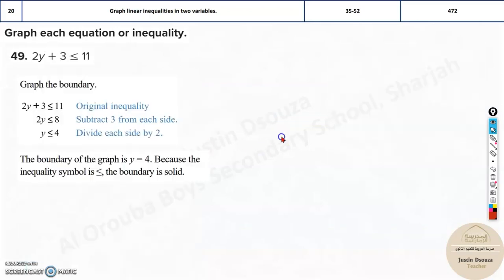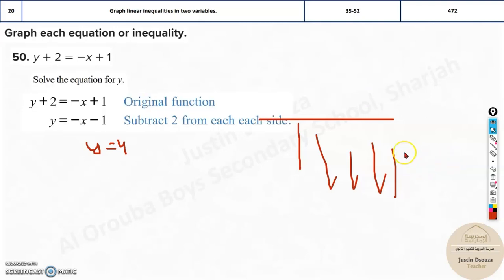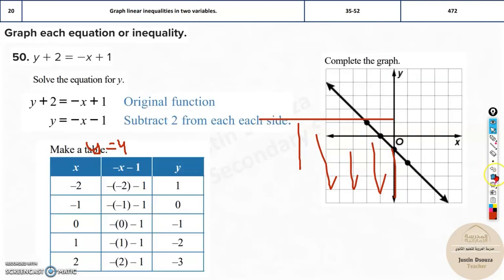Last 3 more to go. Now over here, when you simplify, see over here, there is no x term. When you simplify this, what is happening? y is less than or equal to 4. So draw a graph at y equals 4. Draw this graph, and then less than or equal to means all the lines downwards are the shaded region. Same way over here, you can easily graph it by table method.